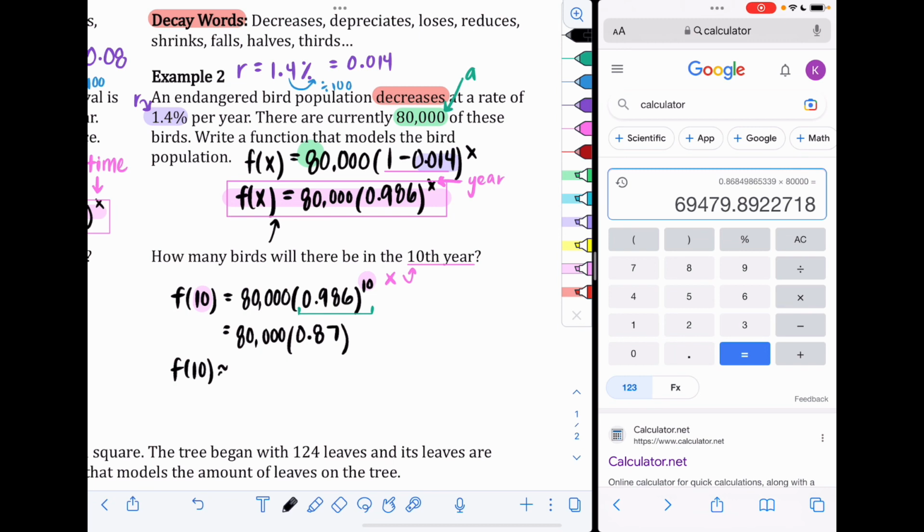And I'm going to throw the little approximately equal sign. I should have done that on the last problem, so I'll go back and add it. But the little squiggly equals means approximately instead of exactly. 69,000. And then instead of 479, it's going to round up to 480. So f of 10 equals 69,480. That means after 10 years, f of 10, the bird population is approximately 69,480.